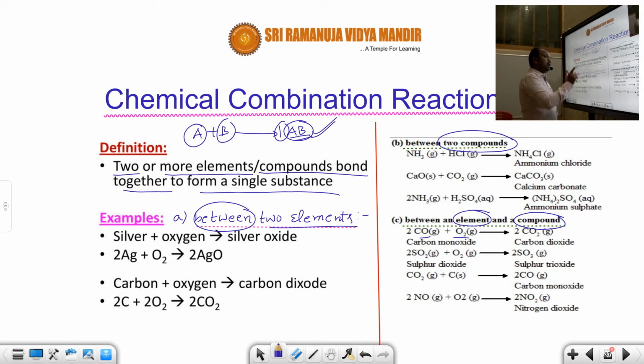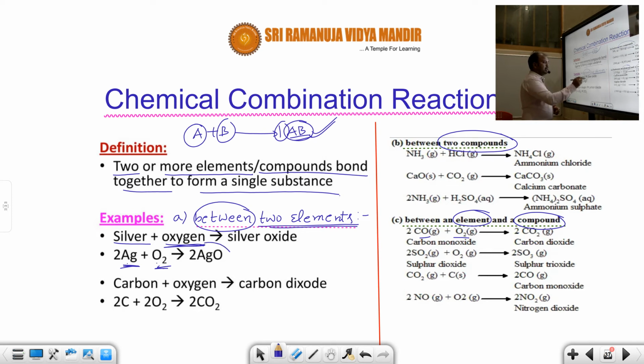Here on the reactant side, 2 or more elements are combined, 2 or more compounds are combined, or 2 or more element and compound are combined. Whether element combined, element and compound combined, or compound combined, on the product side how many new substances are formed? Only one new substance is formed. Then we can declare that the given chemical equation is a chemical combination reaction. Suppose we take the first case, element combined, only one new substance will be formed. That is called a chemical combination reaction. Here silver, this is the element. Oxygen, this is in elemental form.